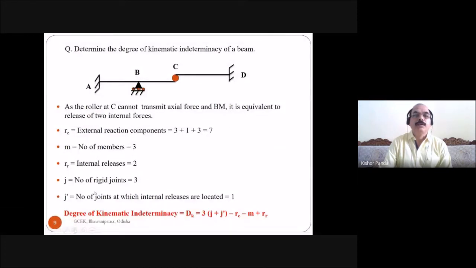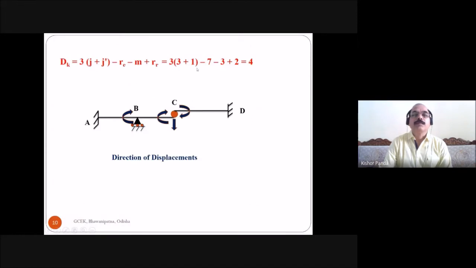Then how many rigid joints? This is 1, this is 1, and this is 1. 3 rigid joints you have to take. Then Z dash, the number of joints at which internal releases are located: only this joint, here the internal releases are located. Then put in this formula: DK is equal to 3J plus Z dash minus RE minus M plus RR. After putting in the values, DK is equal to 3 times 3 plus 1 minus 7 minus 3 plus 2, which is equal to 4. So the degree of kinematic indeterminacy of this beam is equal to 4.